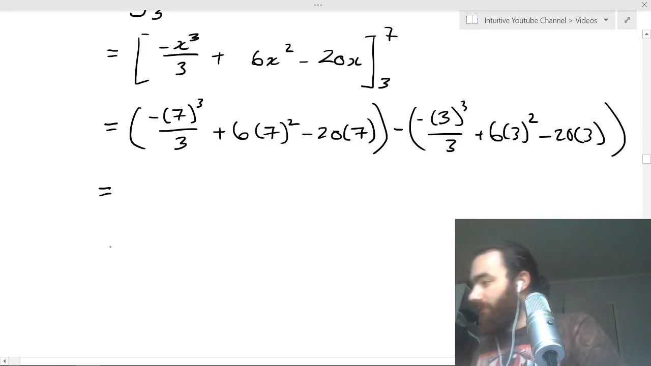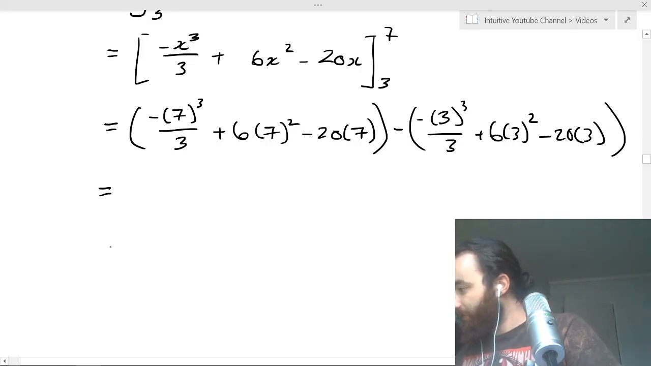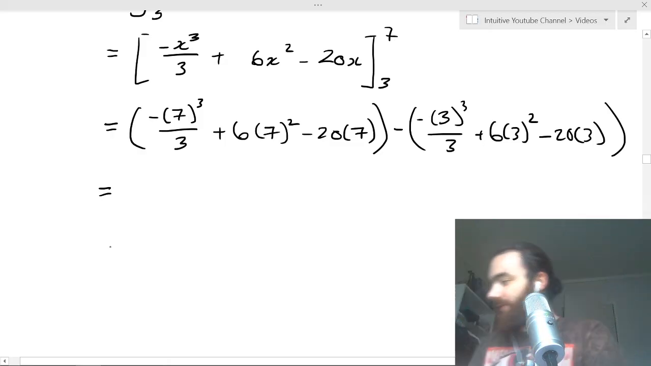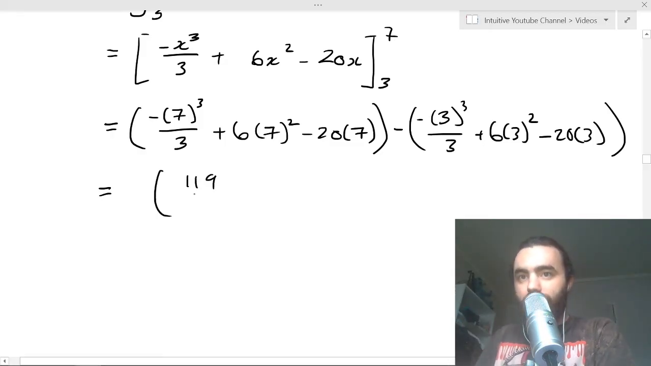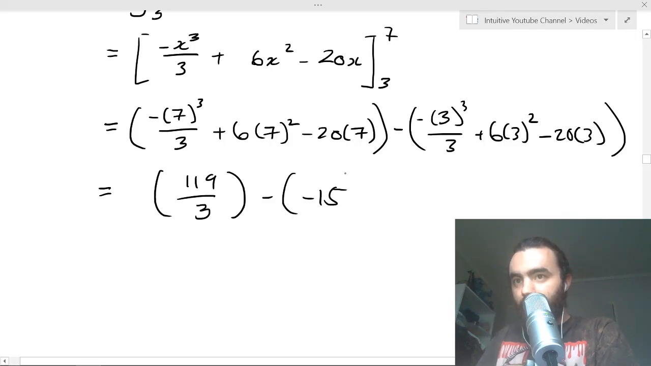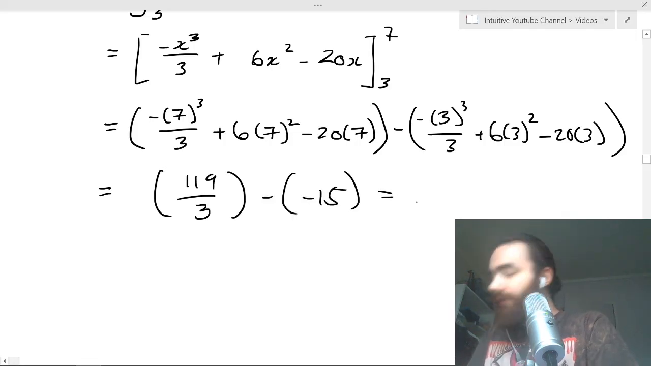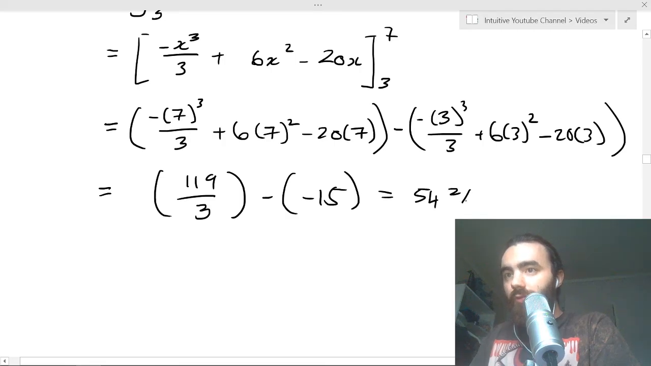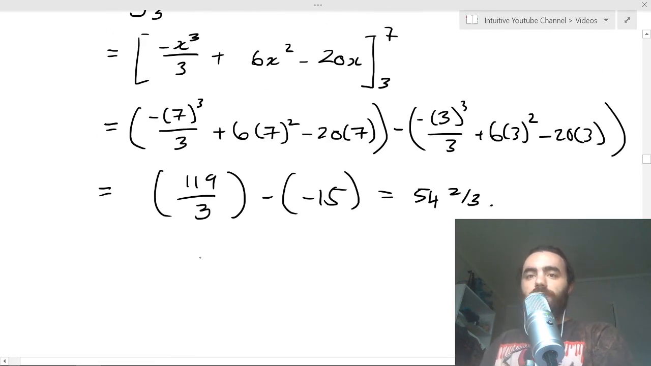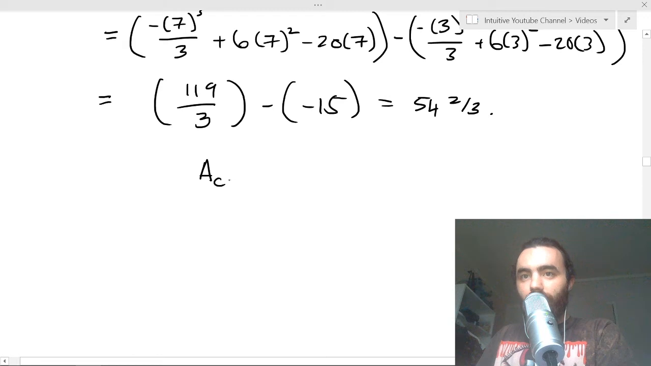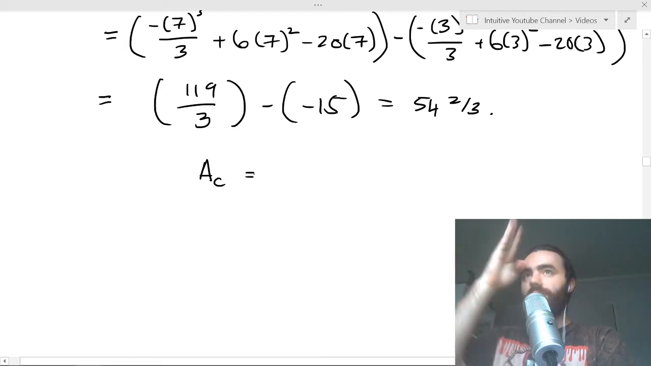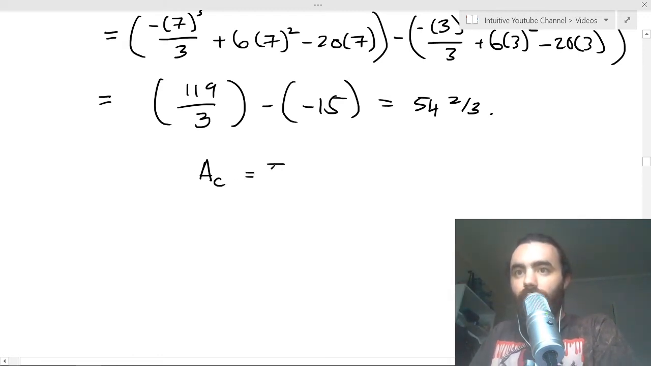And I did this before to save time. That is 119 over 3 minus 15, which gives you 54 and 2/3. So that's the area under the curve between x equals 3 and x equals 7 is 54 and 2/3.